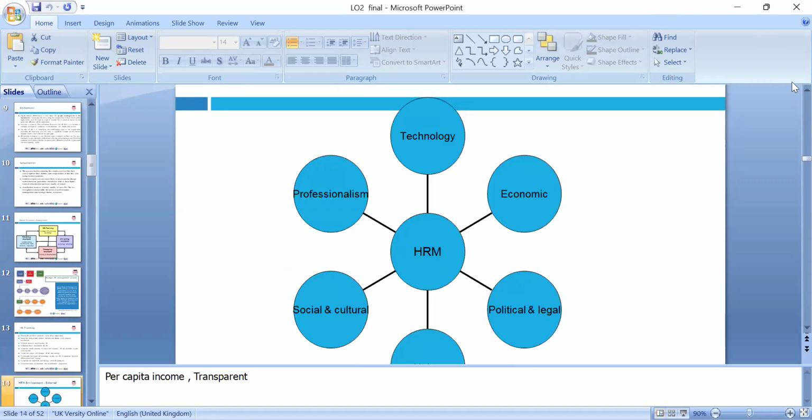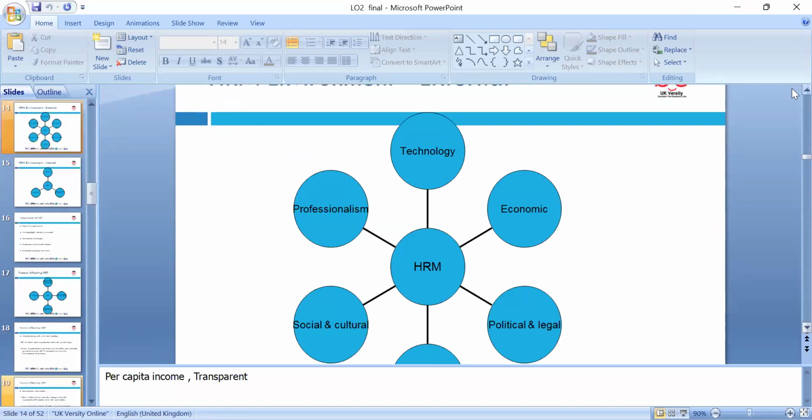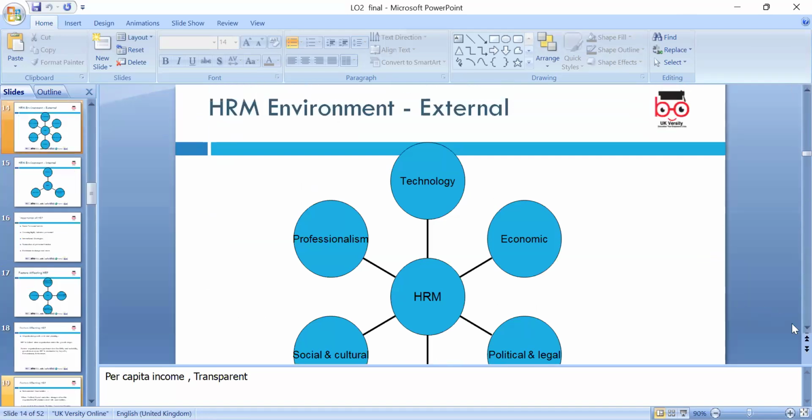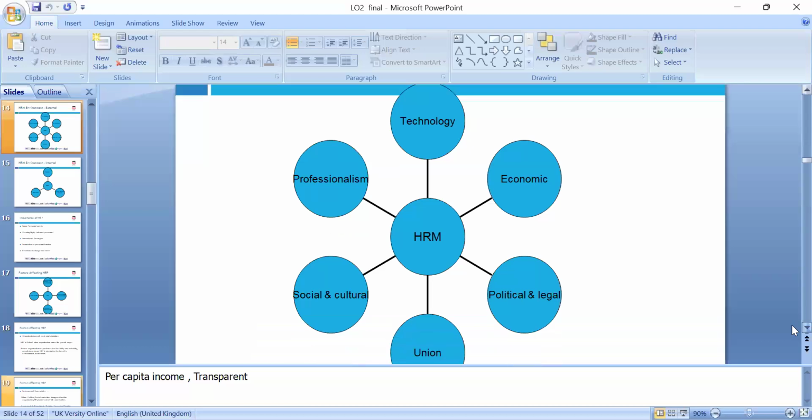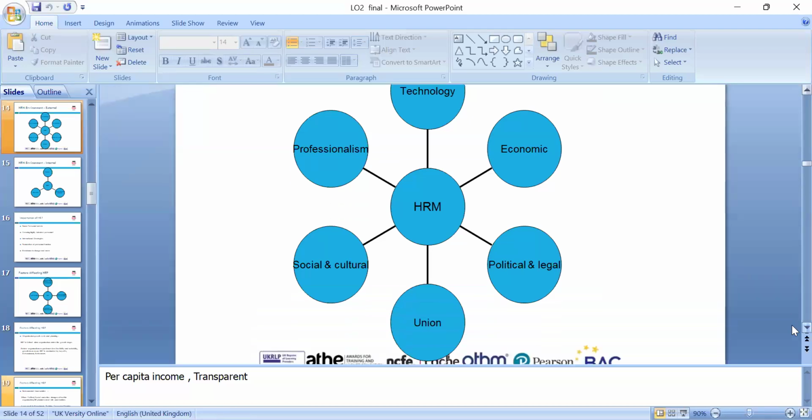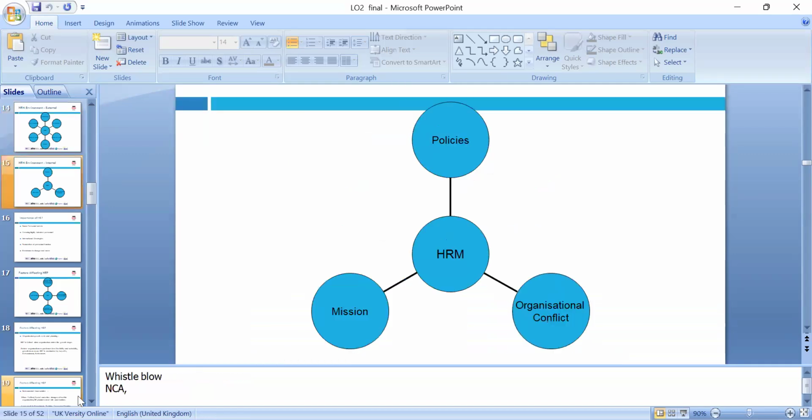Okay, so when we do HRM, human resource management, we need to look around technology, economics, political, union, social, and professionalism. That's also very important to achieve the organized. So policies, organizational conflict we need to reduce, and the mission means the values, or why you're in the business. Always look around.